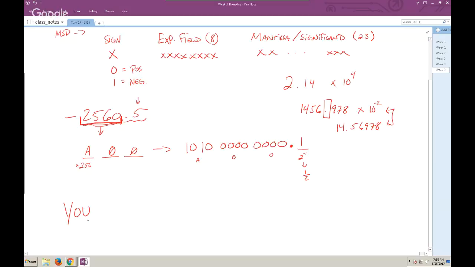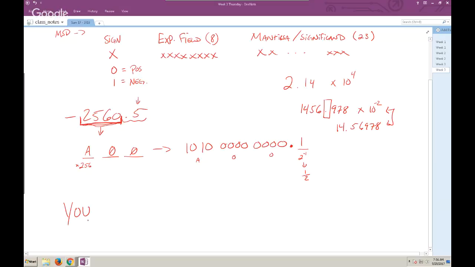So when we normalize a number, we are standardizing it so that the decimal point will always be in the same place. Okay, that's reason number one for normalization, is to make sure the decimal point is always in the same place. The second reason we normalize a number is it saves us a bit. Literally, it saves us a bit.